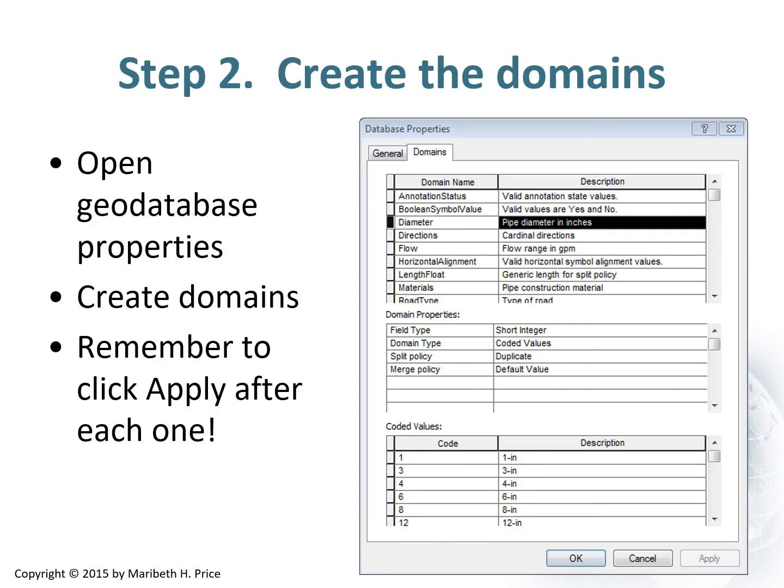The second step would be to create the various domains, where you go into the properties and you create them. And remember, as you're setting this stuff up, you want to do this after each step. So if you make a mistake, it's the last one that you did, so you can fix it instead of having to go back and redo a whole bunch of stuff.